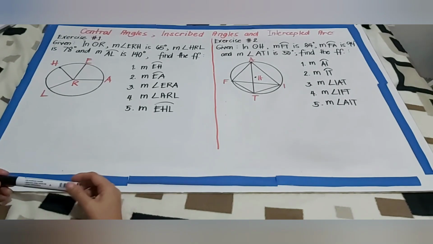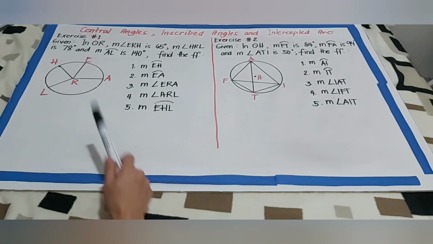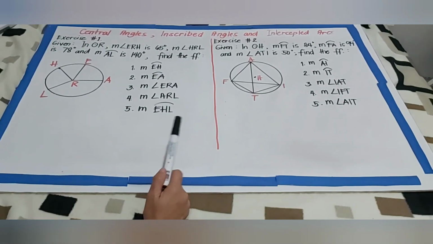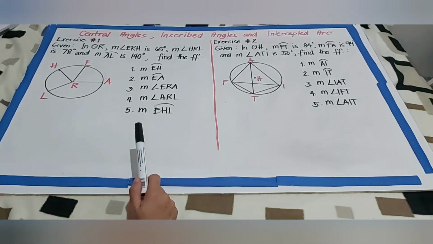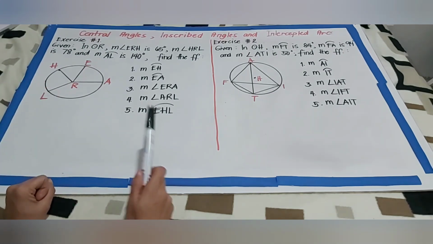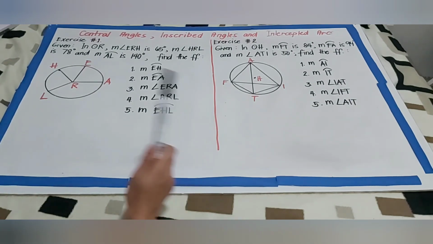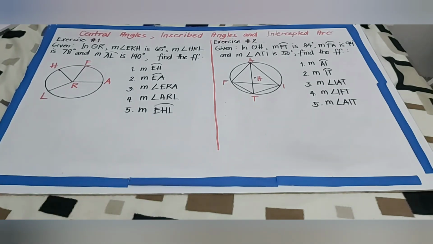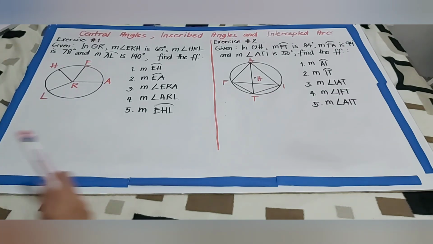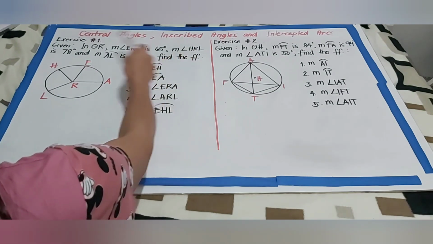Okay, so to help you as you work on your modules, let us solve these exercises. Hindi ito yung problem na nandun sa module, pero parallel ito doon sa mga problems given. So, pag nasagutan natin to, hopefully, kaya nyo nasagutan yung nasa module on your own. Okay, so exercise number 1. Here's the given. In circle R, measure of angle ERH is given, measure of angle HRL, and so and so.